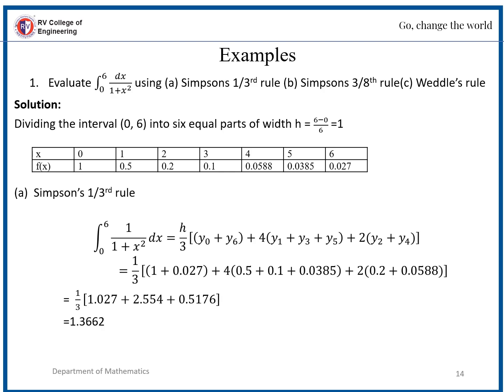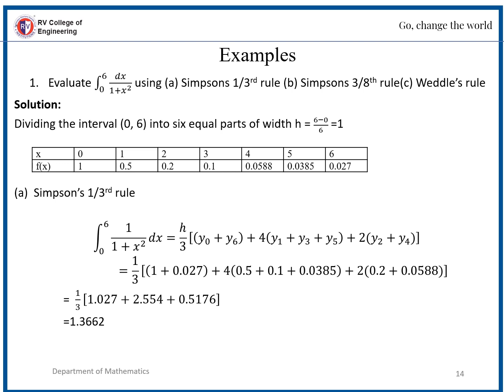Now let me consider an example. Evaluate the integral from 0 to 6 of dx divided by 1 plus x square. I need to evaluate this integral using Simpson's 1/3 rule, then Simpson's 3/8 rule and Weddle's rule. So now what we do is, let us divide this interval into 6 equal parts.